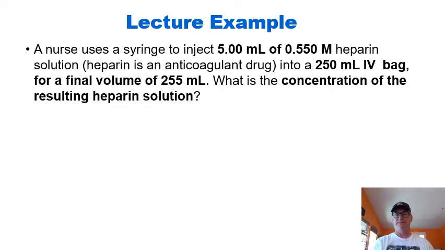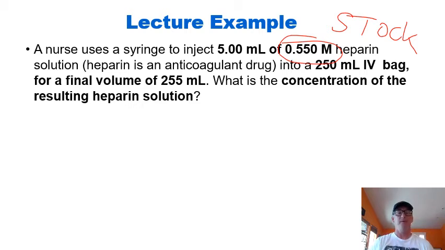So for instance, if we have a 0.50 molar heparin solution, and heparin is used to keep blood from coagulating. So if we're worried about blood coagulating too quickly, we include heparin in the solution. So this is our initial solution. We would say this is our stock solution.